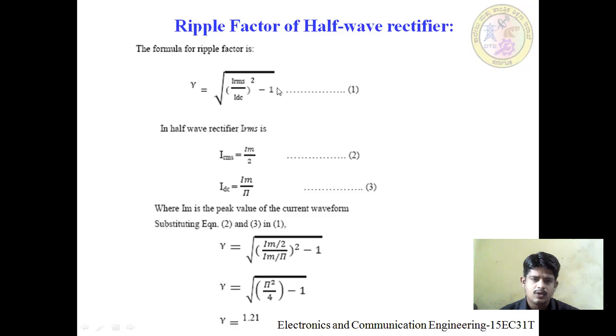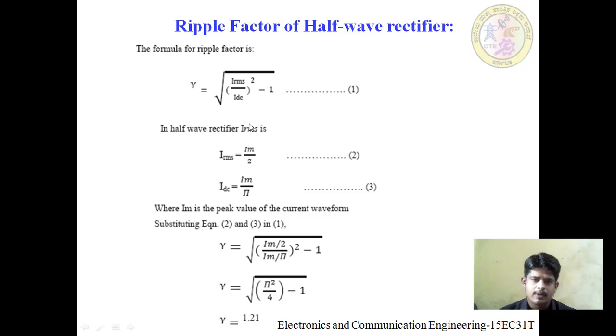So now we are going with the derivation to understand how we get the ripple factor of half wave rectifier as 1.21. To understand this derivation, you must remember the ripple factor equation. This we have discussed in the earlier class. If you remember, it is good. If you don't, you can go back to the earlier session and go through it. Independently, we also need to remember the equations for IRMS and IDC.